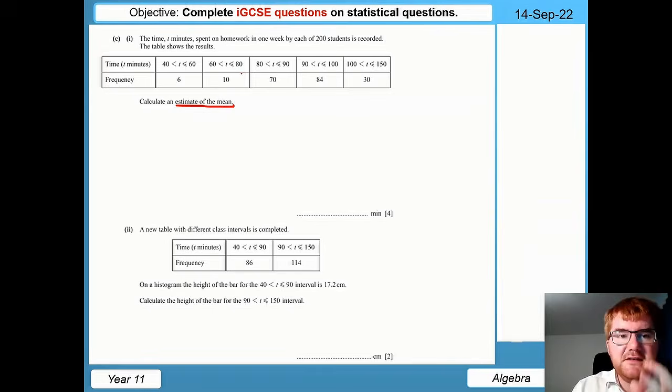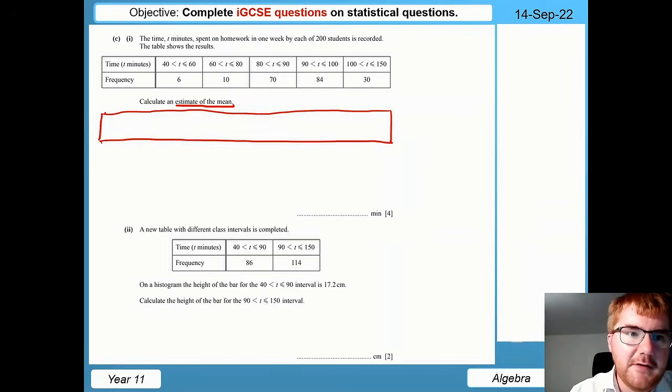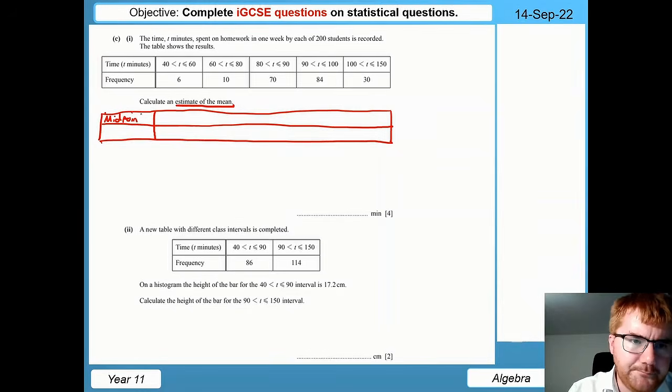Now, as soon as I see estimate of mean, what we need to do is 2 extra rows or 2 extra columns. So I'm going to make this as neat as I can. Try to do this freehand, and there are 2 extra things that we need before we can work out anything. Now the first point is the midpoint, so I'm going to write that in, midpoint, and all that is, so in my column I'm going to find halfway between the boundaries here. So what's halfway between 40 and 60? That's going to be 50, 60 and 80, that's 70.